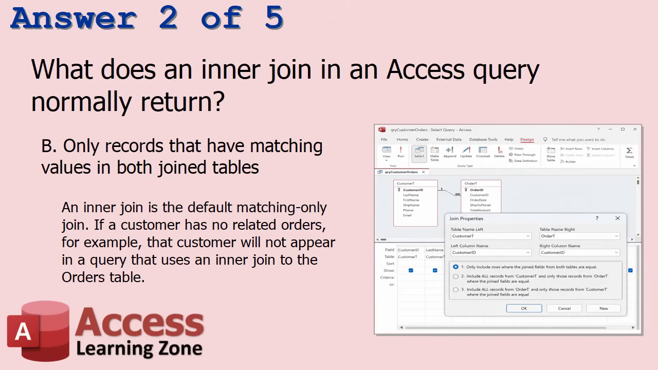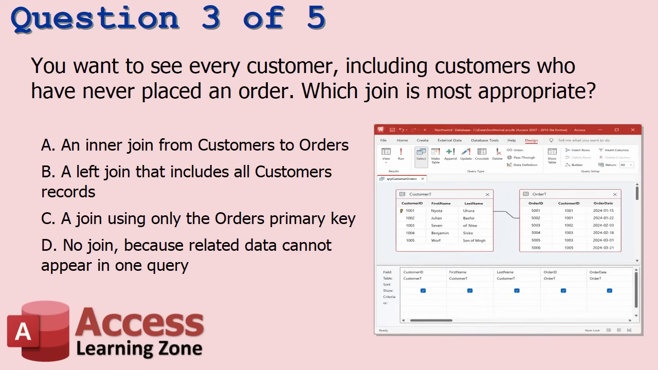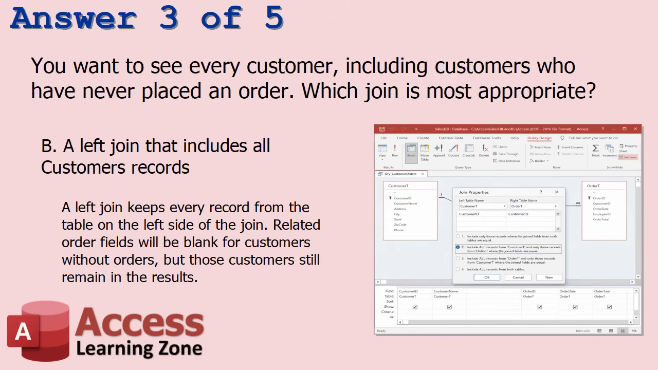That's an inner join. Question 3, you want to see every customer, including customers who have never placed an order. Which join is most appropriate? An inner join from customers to orders, a left join that includes all customers' records, a join using only the order's primary key, or no join because related data cannot appear in one query. That'll be a left join that includes all customers' records.